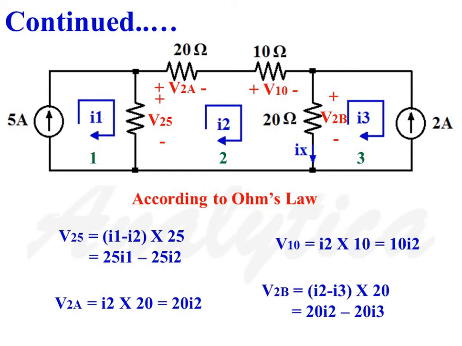Voltage drop across the 20 ohm resistance V2A is equal to I2 into 20. So V2A is equal to 20 I2. Voltage drop across the 10 ohm resistance is I2 into 10. So V10 is equal to 10 I2. Voltage drop across the other 20 ohm resistance V2B is equal to (I2 minus I3) into 20. So V2B is equal to 20 I2 minus 20 I3.